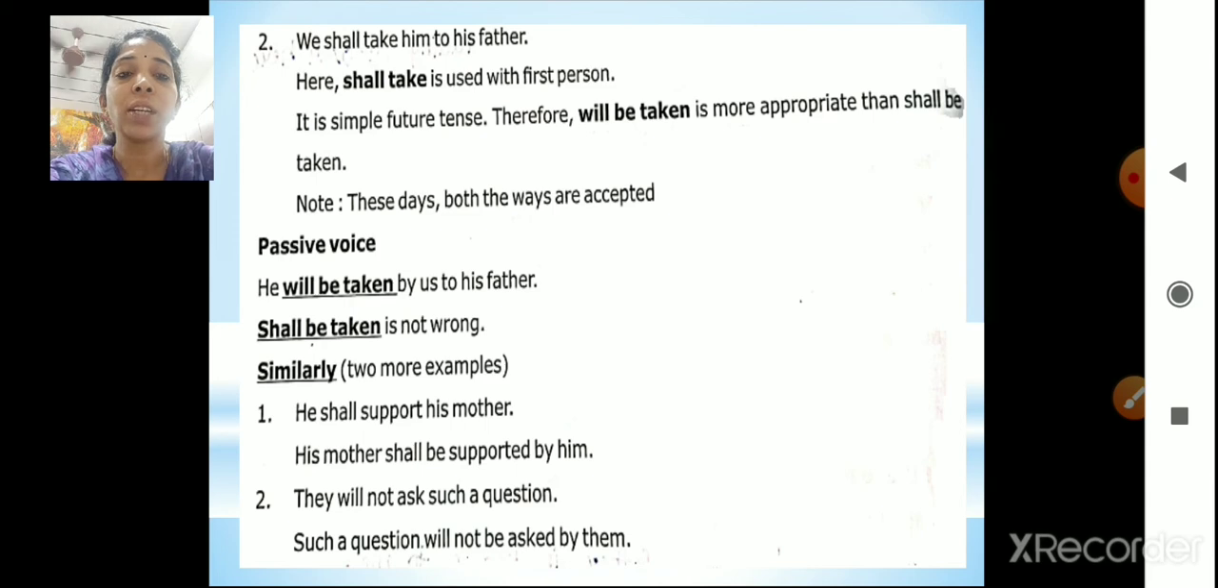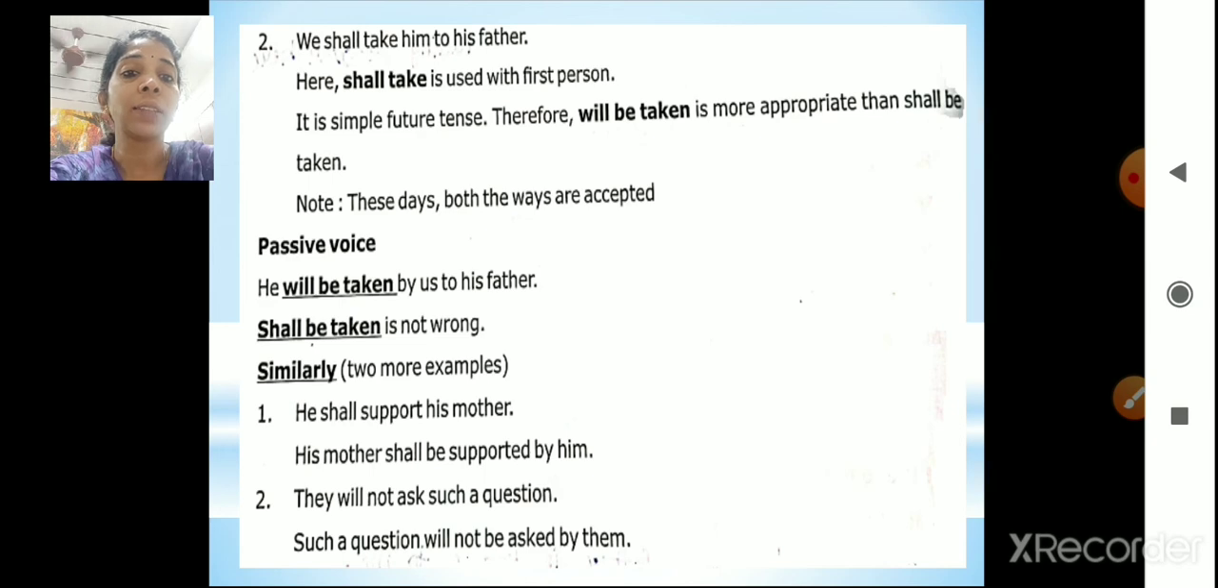We shall take him to his father. He will be taken to his father by us, or he will be taken by us to his father. Now what about this? Shall be taken is not wrong. Similarly there are two more examples here. Let us understand that. He shall support his mother. His mother shall be supported by him.